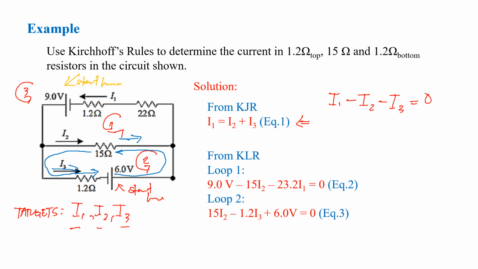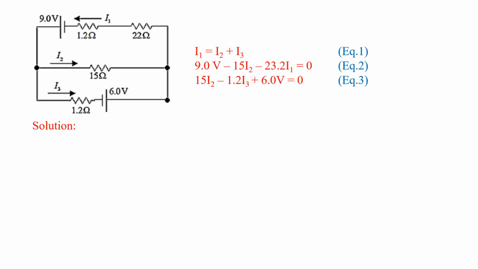You can still write for your loop 3, but as you see, your loop 3 is actually just a combination of the equations in your loop 1 and your loop 2. So we're not going to deal with it anymore. These are again your 3 equations. We've labeled this one as your equation 1, equation 2, and equation 3. And in order to solve for your I1, I2, and I3, you just do some algebra.